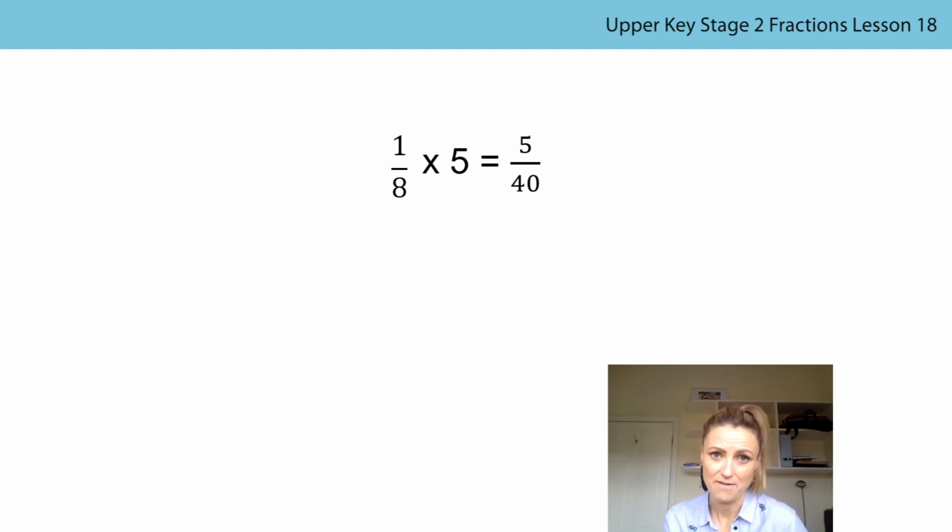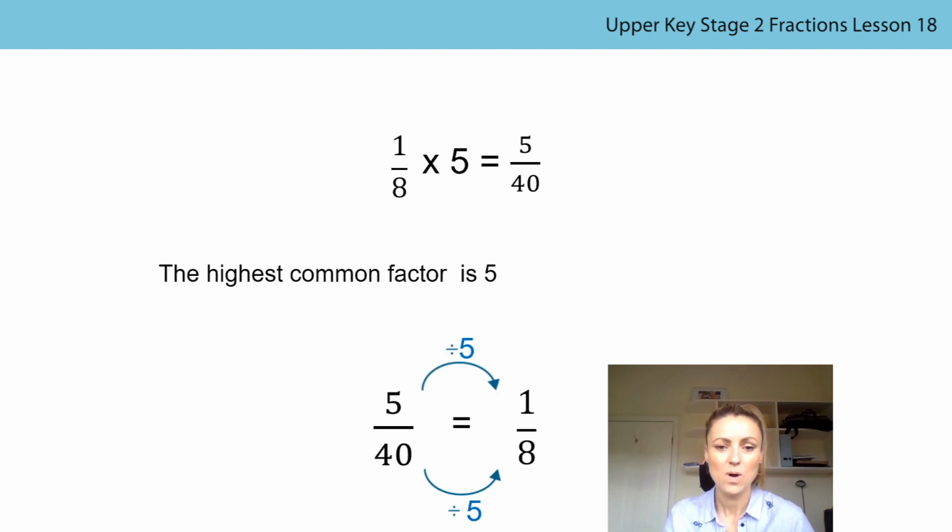Well, to simplify a fraction, we know that we need to identify the highest common factor. And looking at 5/40, 5 is a factor of 40, and therefore that's the highest common factor. So what I'm going to do now is divide 5 and 40 by 5, and that gives me 1/8. What do you notice about that? 1/8. Well, it was the number that we started with, wasn't it? It was the fraction we had at the start.